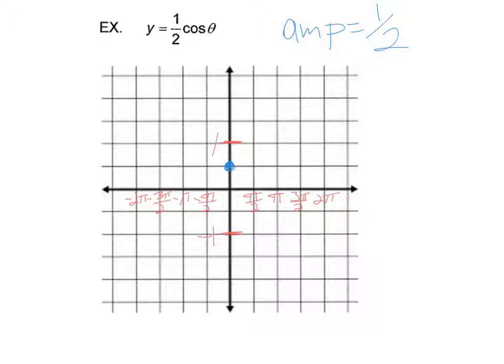And then at pi over 2, it crosses. At pi, it goes to its lowest point, which is negative 1/2. Then it crosses at 3 pi over 2, and then it's back up to its highest point again. And then continue the wave on the left side: crosses, lowest, crosses, highest.